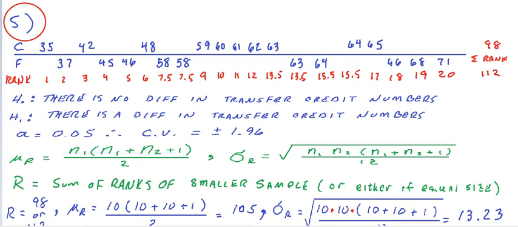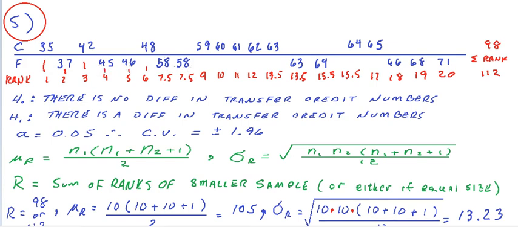Now, we have the same sample size for both. It's 10. So we have 20 data points. And then we rank these. The 35 is the first one. The 37 is the second. Then the third, fourth, fifth, sixth.